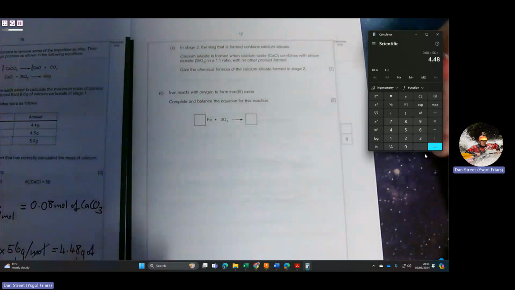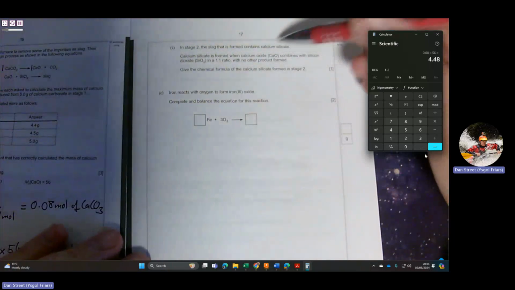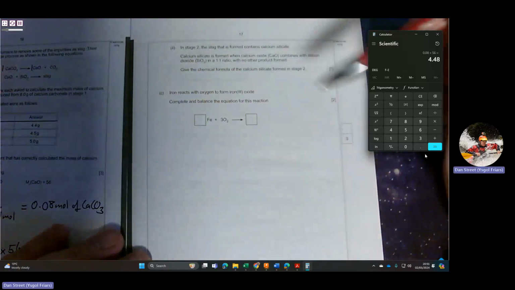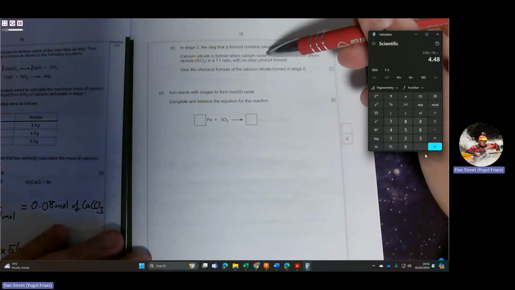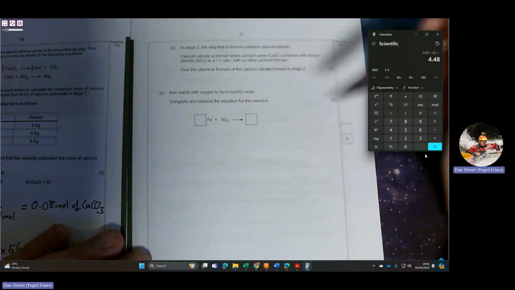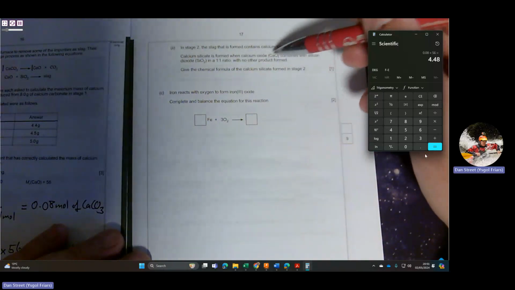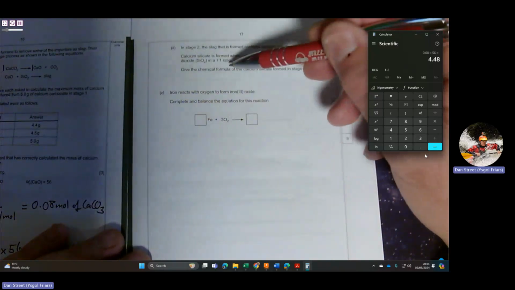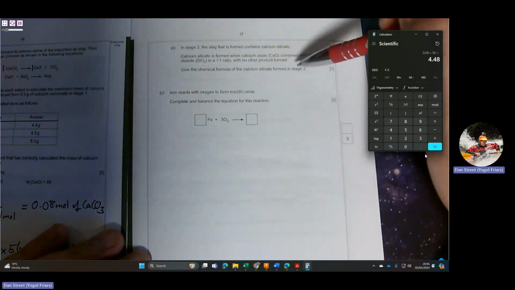Let's move on. In stage 2, the slag that is formed contains calcium silicate. Calcium silicate is formed when calcium oxide, CaO, combines with silicon dioxide in a 1-to-1 ratio with no other product formed. Give the chemical formula of the calcium silicate formed in stage 2.